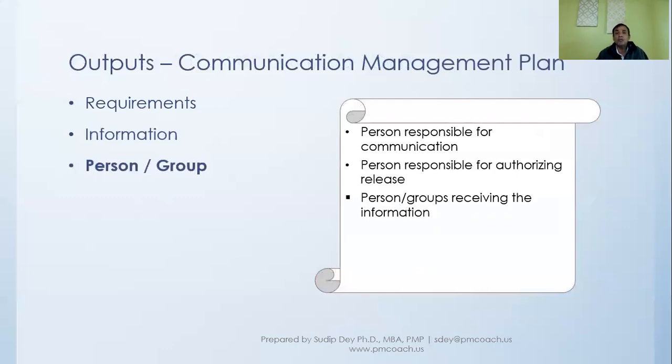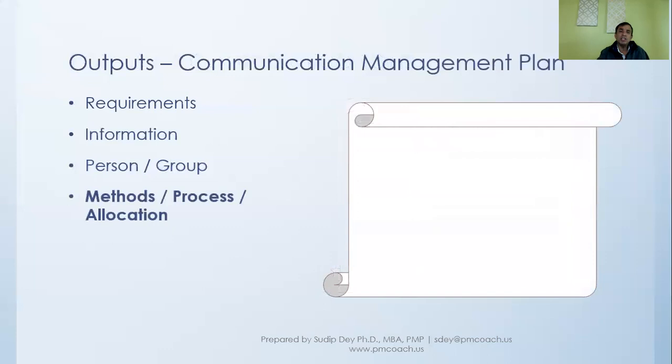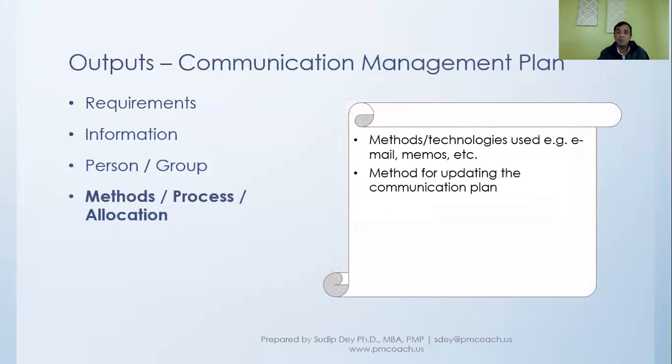Then who are the persons receiving the information? So not all information will go to everyone. That is another thing that we have to put together in the plan. Then what is the method, process, allocation? What is the technology that will be used? For example, should it be mail, memos? What will be the method for updating the communication plan? And if there are issues that are not resolved, how will we go about escalating the process?